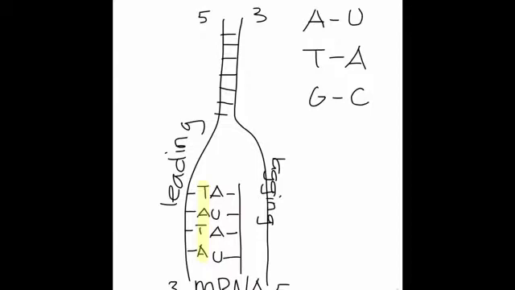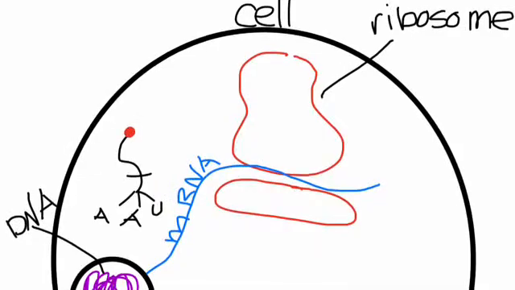Step 5. Certain parts of the pre-mRNA are removed. Introns leave and exons stay. A poly-A tail is now added.